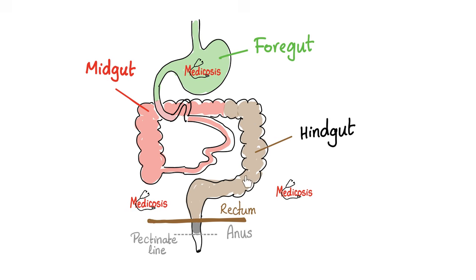Above the pectinate line, autonomic, i.e. visceral. Below the pectinate line, somatic. Above the pectinate line, insensitive to pain, but below the pectinate line, sensitive to pain. Internal anal sphincter, involuntary, but the external anal sphincter is voluntary. Autonomic versus somatic. Involuntary versus voluntary.